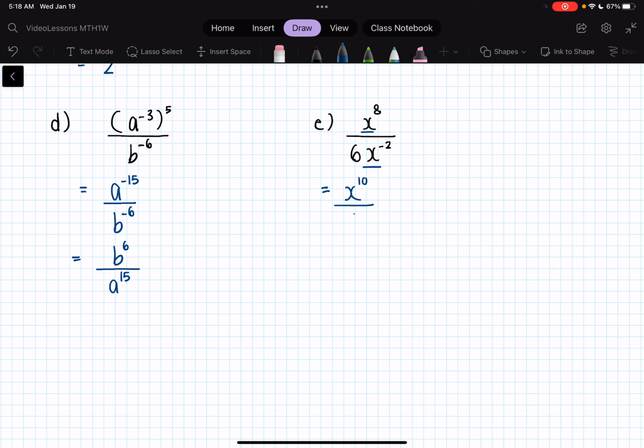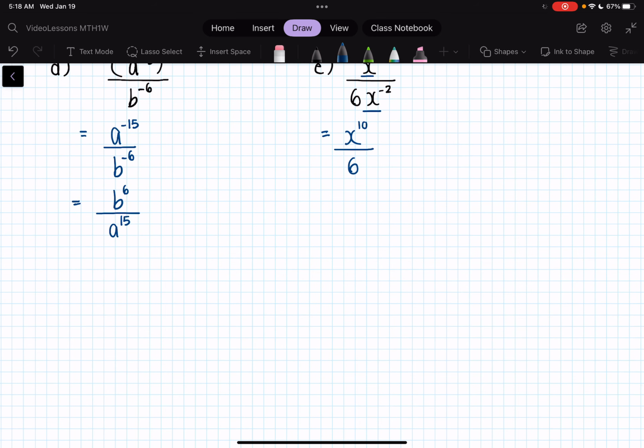The 6 stays in the denominator. It does not have a negative exponent there. It's just the number 6, which means the exponent is 1. We don't write the 1, but it stays there in the denominator.